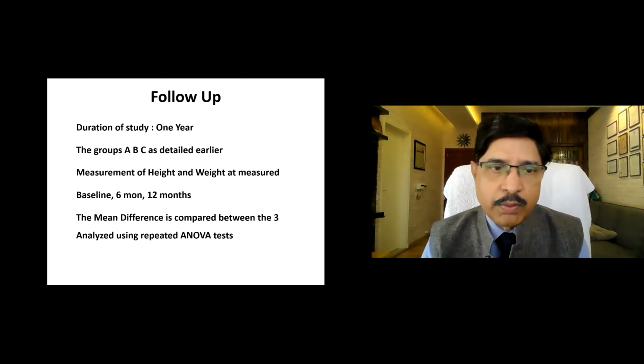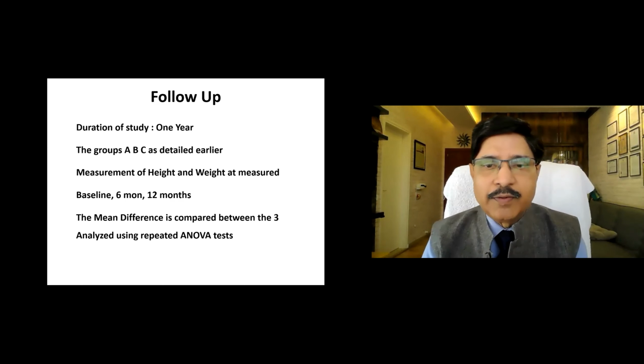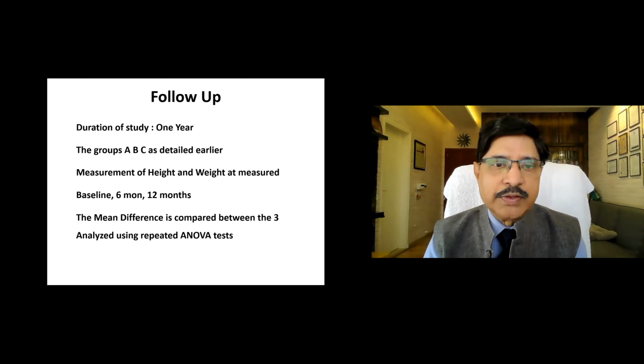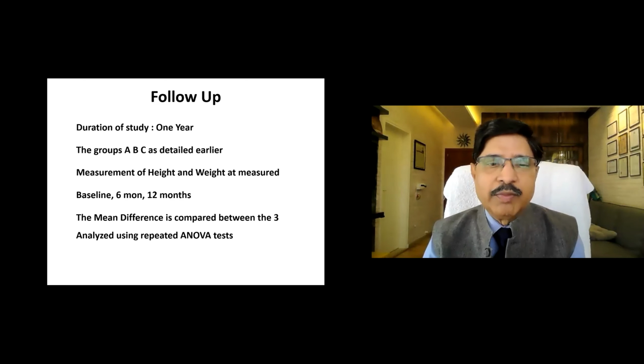When do I do it? At 0, 6 months, and 12 months. Okay, the mean difference is generated between the 3 groups, particularly between 1 and 3 and 1 and 2. 1 and 2 we call delta 1, and 1 and 3 we call delta 2. And we may not be really interested to look at the difference between 2 and 3. Because if there is a difference between 1 and 3, that is adequate, because these people also are getting milk.